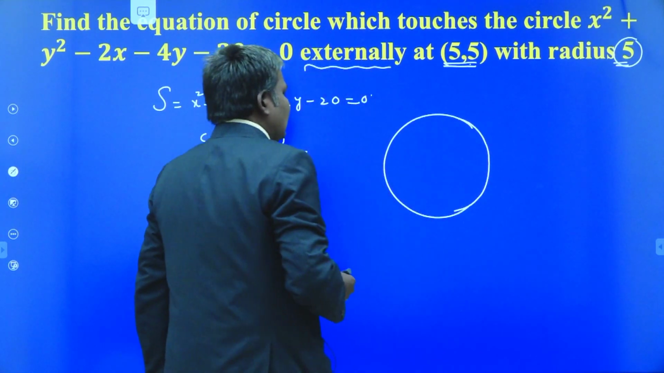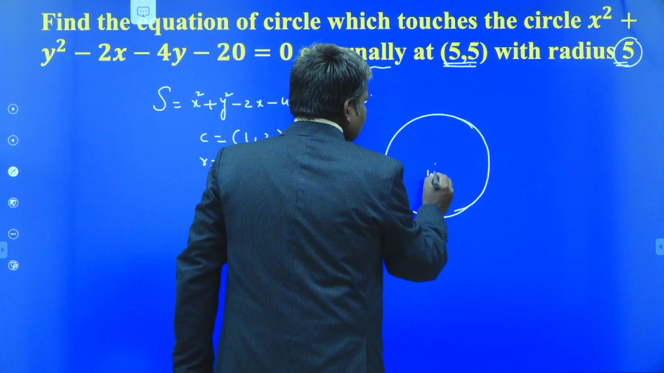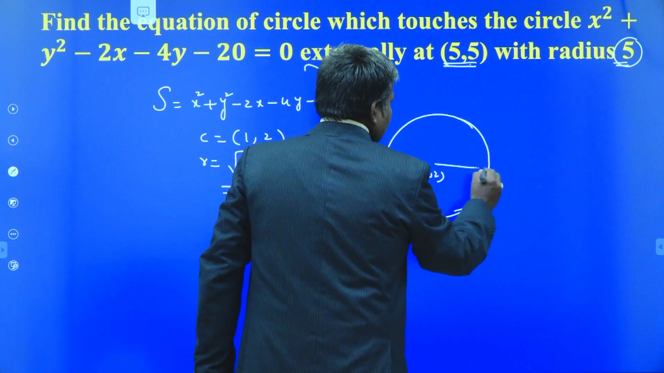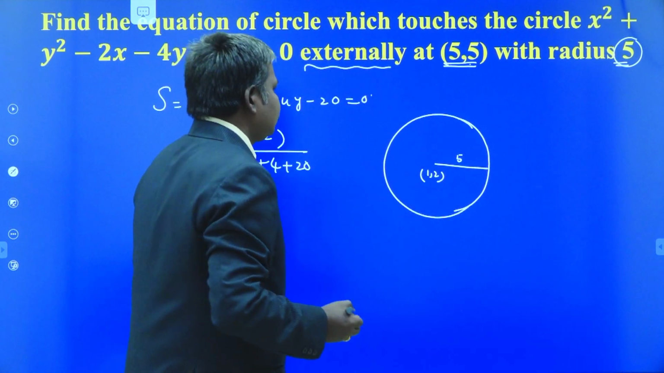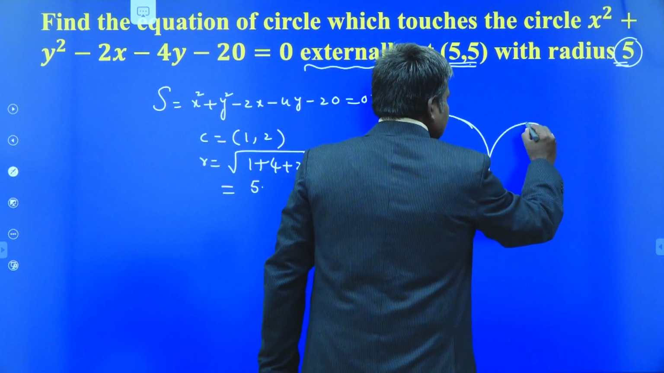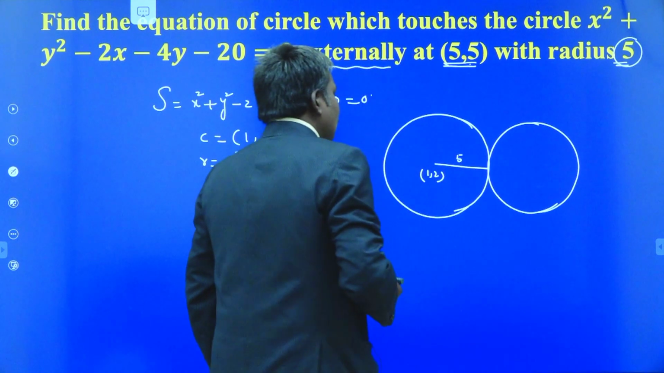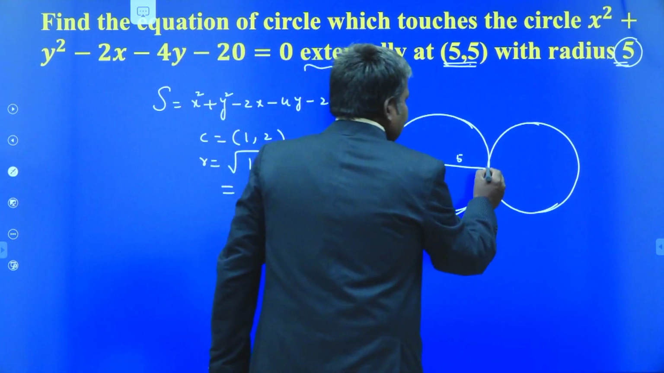This is the given circle of radius 5 units with center at (1, 2). This is the center of the circle and the radius of the circle is 5 units. Your required circle having radius 5 units touches the given circle externally. We mean the required circle may be in this manner. So this is the point of contact.